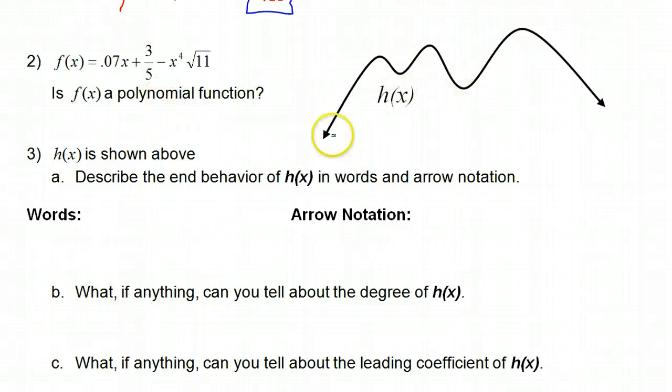Number 2 has nothing to do with this graph. This graph goes with number 3. Is this a polynomial function? This is just a yes or no question. And the answer is yes. Okay.